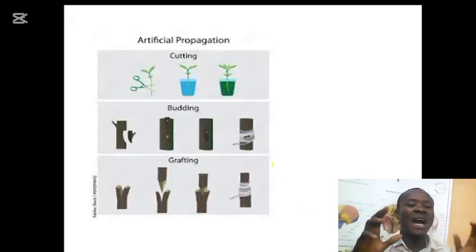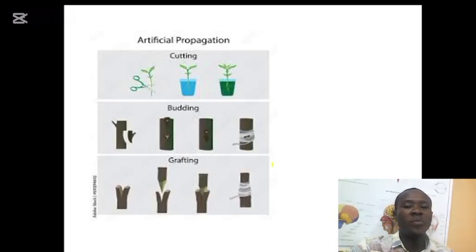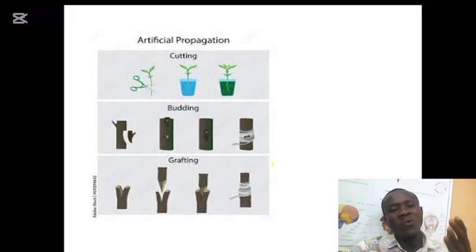And we have artificial vegetative propagation, which we are going to discuss now. We have discussed natural vegetative propagation. Now let's discuss artificial vegetative propagation. The first one is cutting, in which you take the plant, like we do with cassava, and divide it into many pieces. You plant each of these pieces, which will give rise to a new plant.